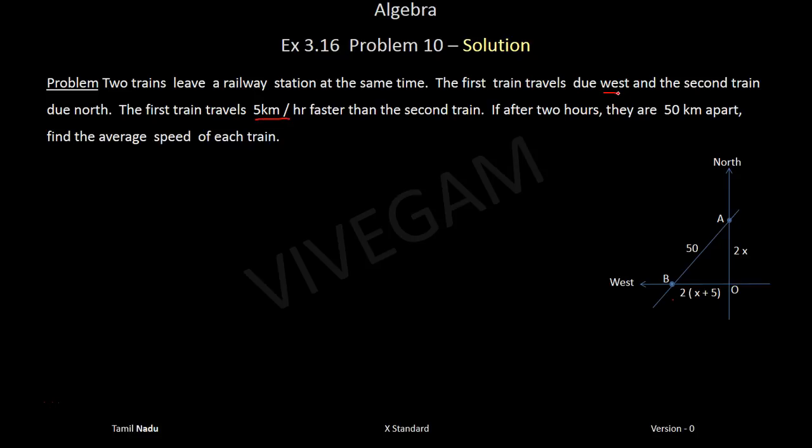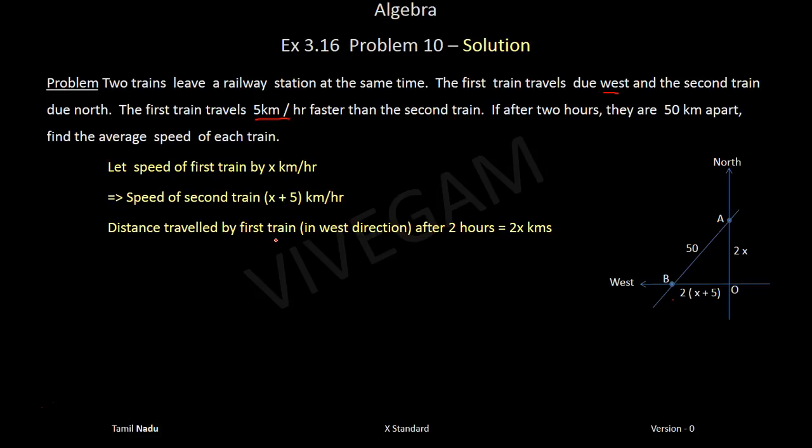Due west, the first train travels west and the first train is 5 kilometers faster. So the train which is traveling west is 5 kilometers faster. Right? They have not given it directly, they have given it in 2 statements. So we'll have to interpret it. Okay, let the speed of the first train be x kilometers per hour. That is the train traveling north. The speed of the second train will be x plus 5 kilometers per hour because the second train is 5 kilometers faster.